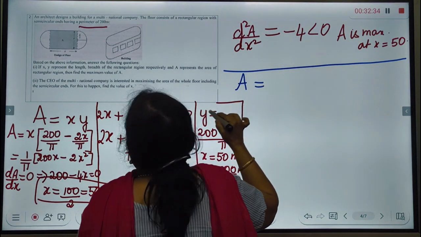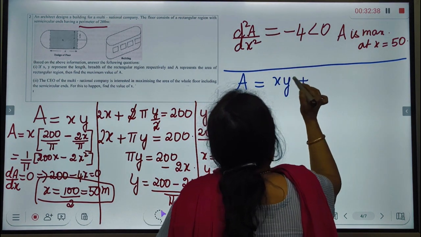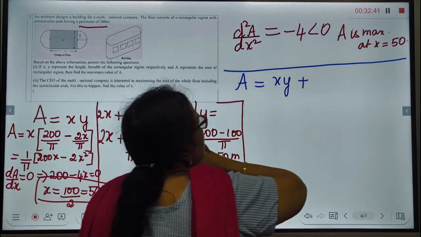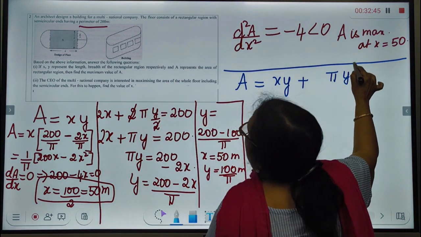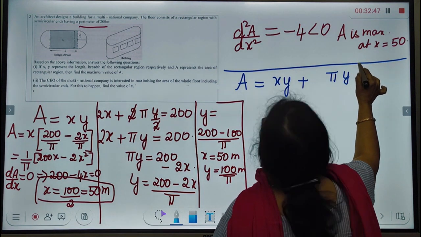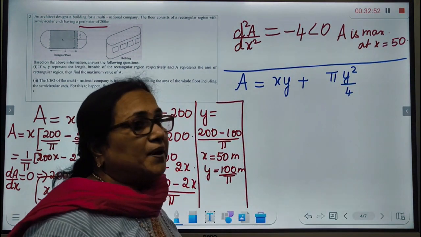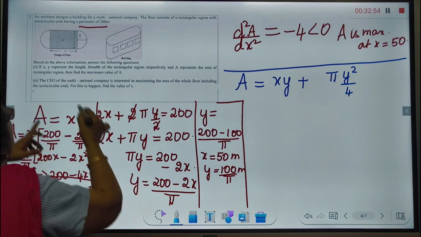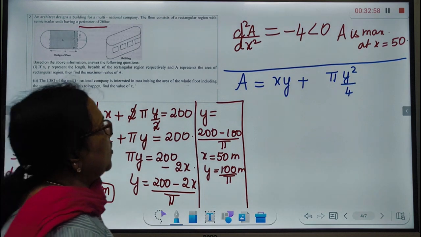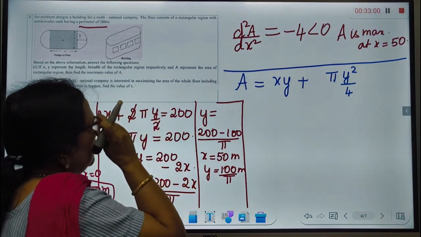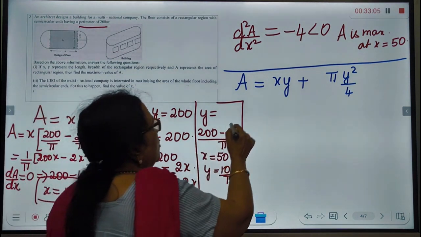Area will be first the rectangular region, which is xy, plus the area of the semicircular regions. Area of a circle is pi r square, and pi r square will be pi y square by 4. Since we have two half circles, it will be one circle, which is pi y square by 4.